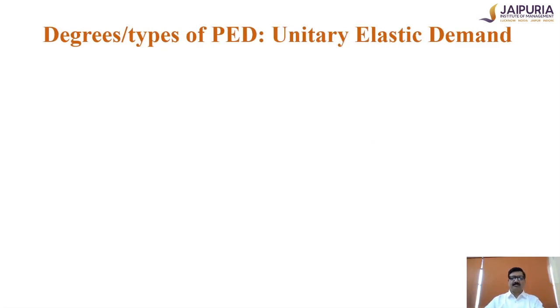The third type of price elasticity of demand is unitary elastic demand. In this case, price elasticity of demand is equal to 1, and that is why it is known as unitary elastic demand.